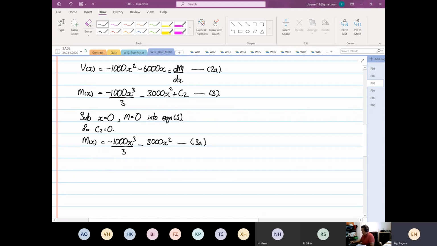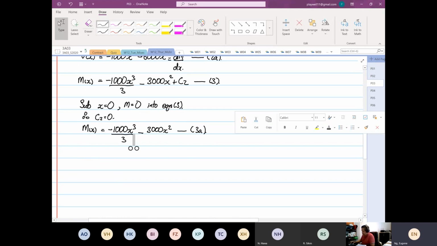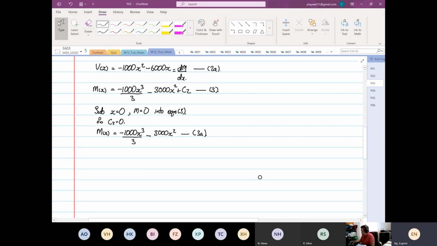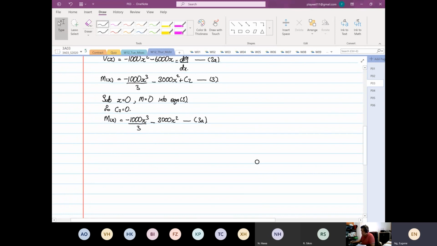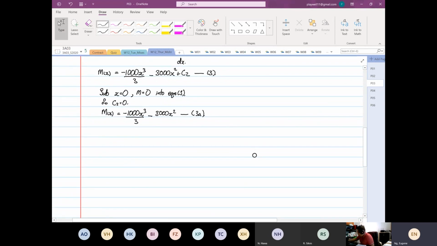So this is solving or finding the shear force and bending moment equation just by doing integration. Now we are going to sketch our shear force and bending moment diagram based on the equation. So this is our x. Then this is our shear.